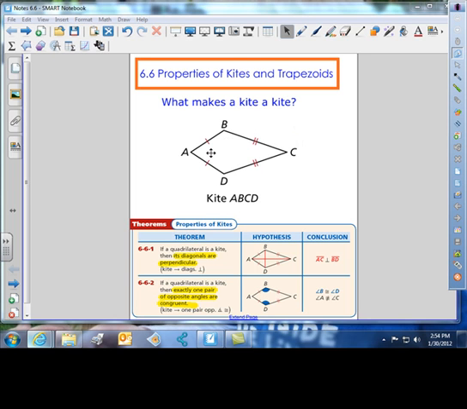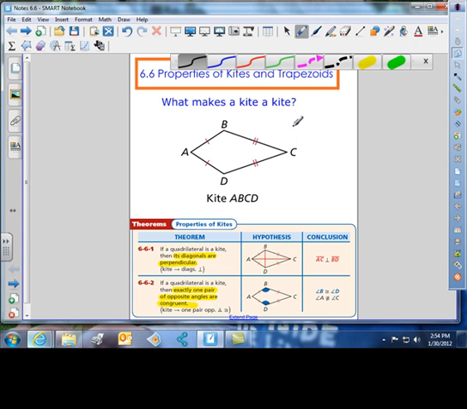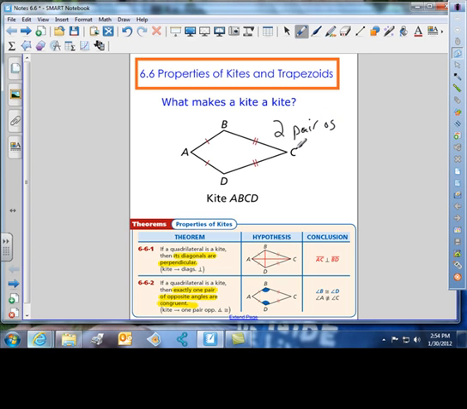Now, what makes a kite is the fact that we have two pairs of consecutive congruent sides. For example, here we have a kite ABCD. These are consecutive sides, AB and AD. Those are consecutive sides, those are congruent. And then BC and CD are consecutive sides. So notice that they're not opposite sides, they're consecutive sides. All right, there are two distinct pairs of consecutive congruent sides. That's what a kite is.